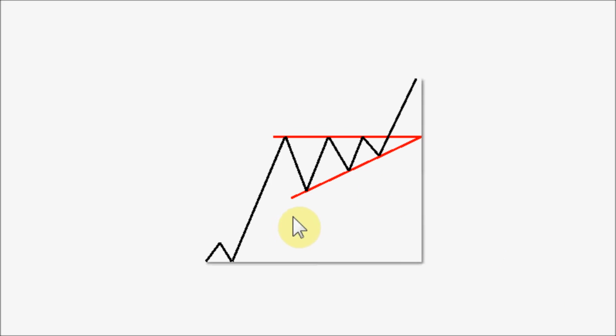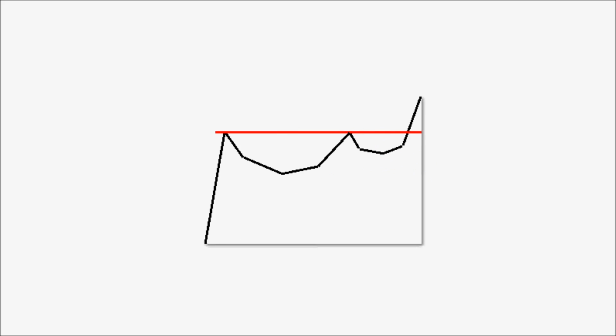Now this is a continuation. It is an ascending triangle with a flat top and an upward sloping level of support between the lows. Okay, this in an uptrend, when you see an ascending triangle in an uptrend, that is bullish when it breaks above the upper line of resistance. It is a continuation pattern.